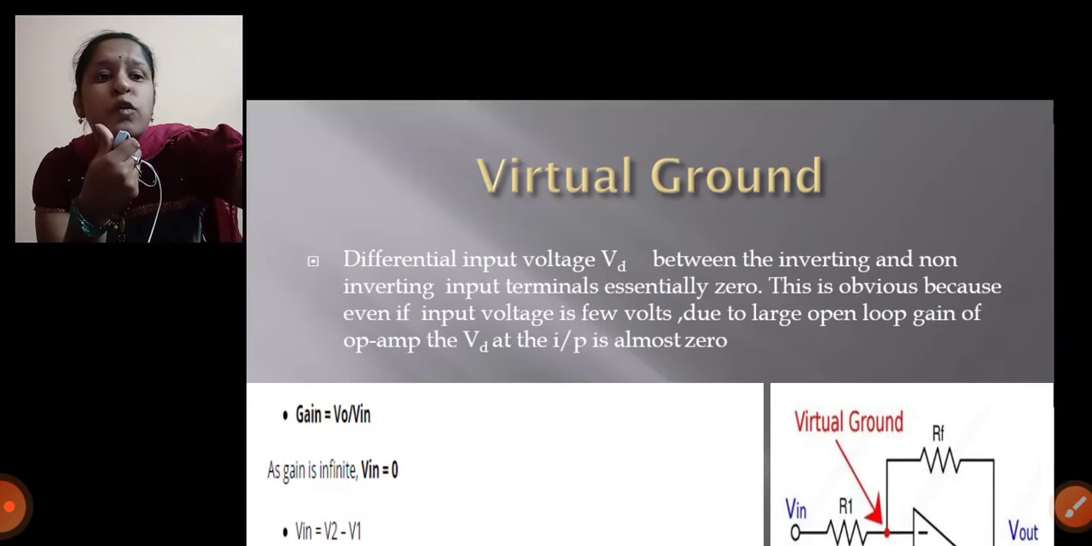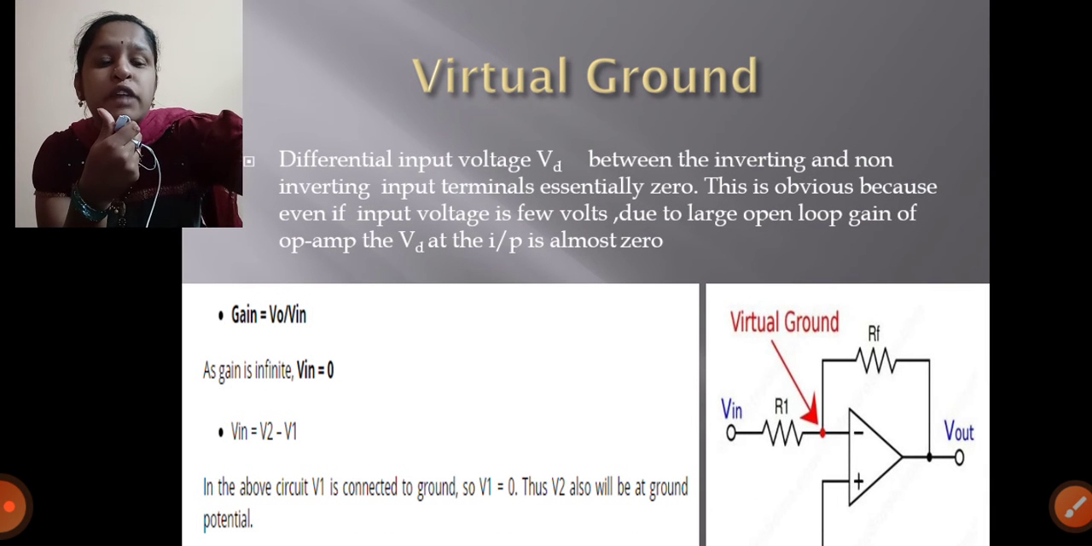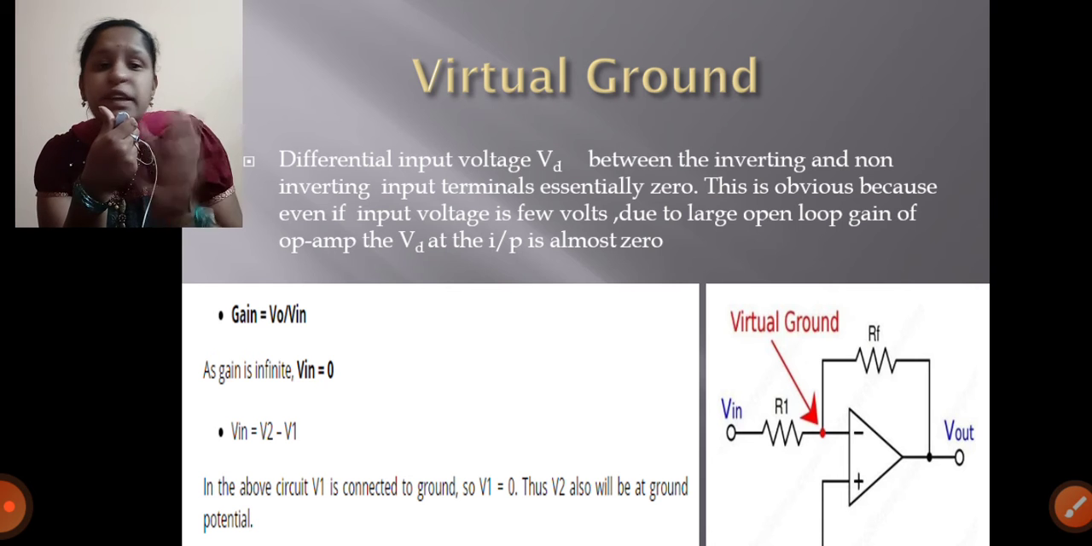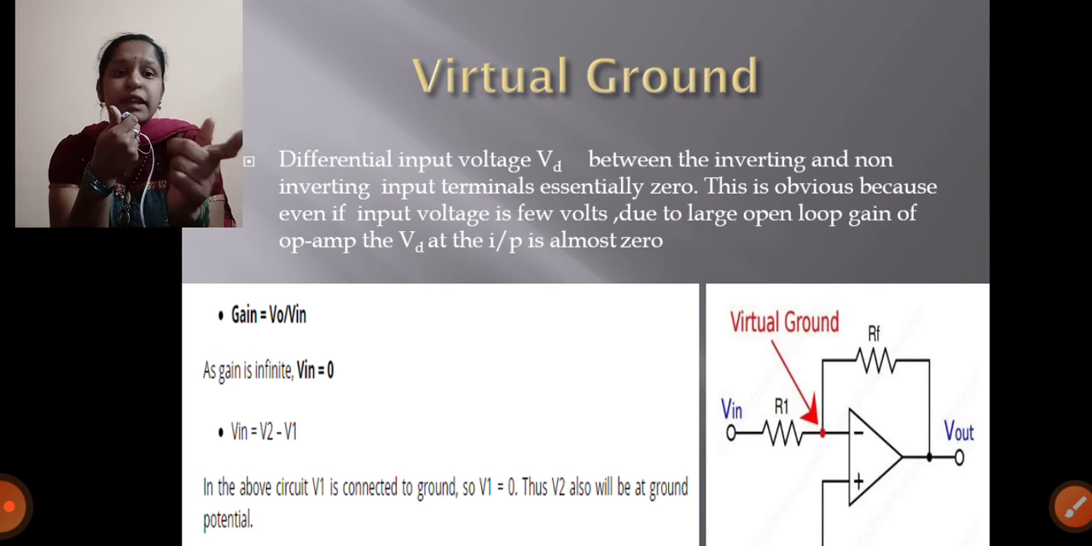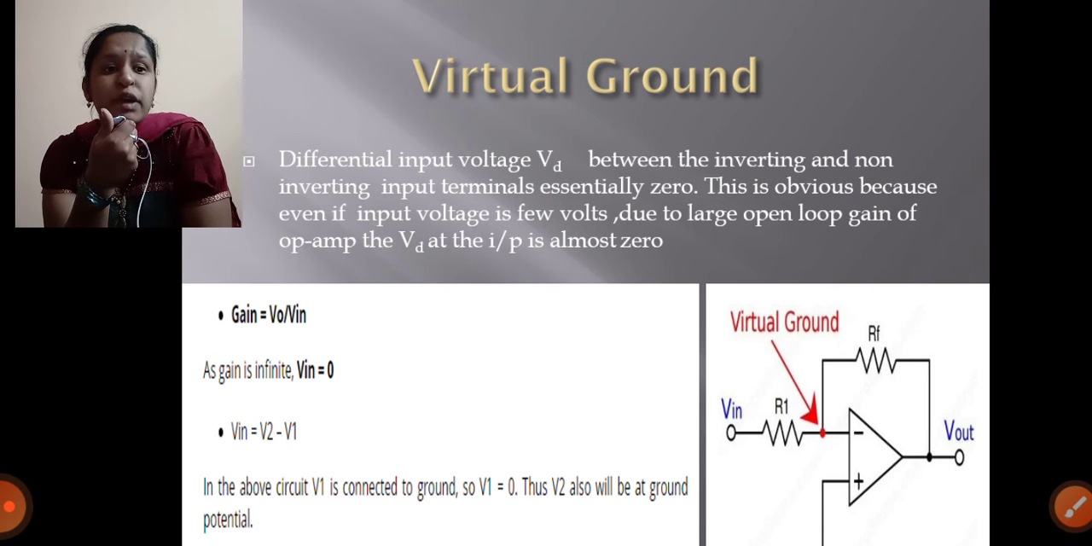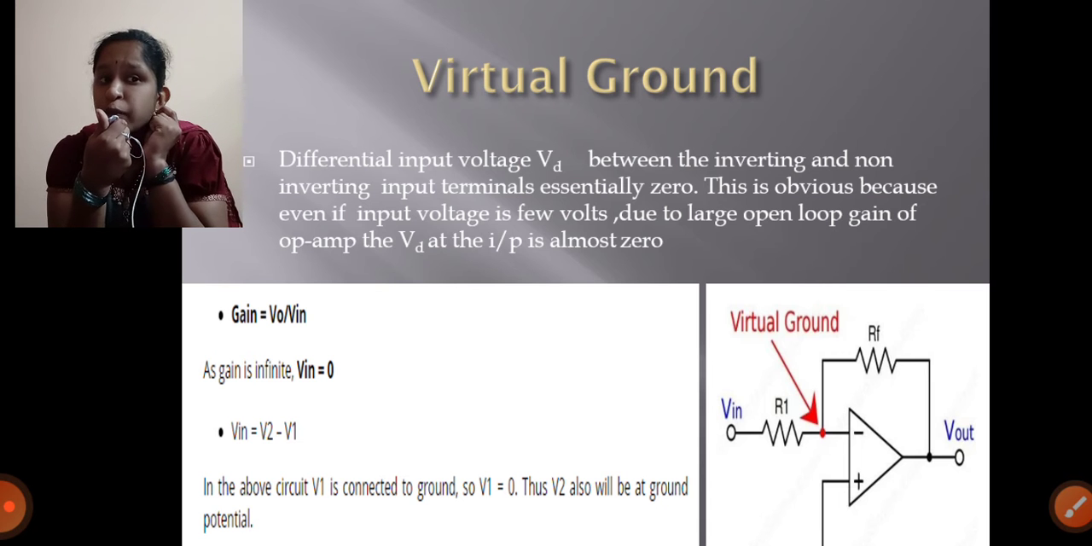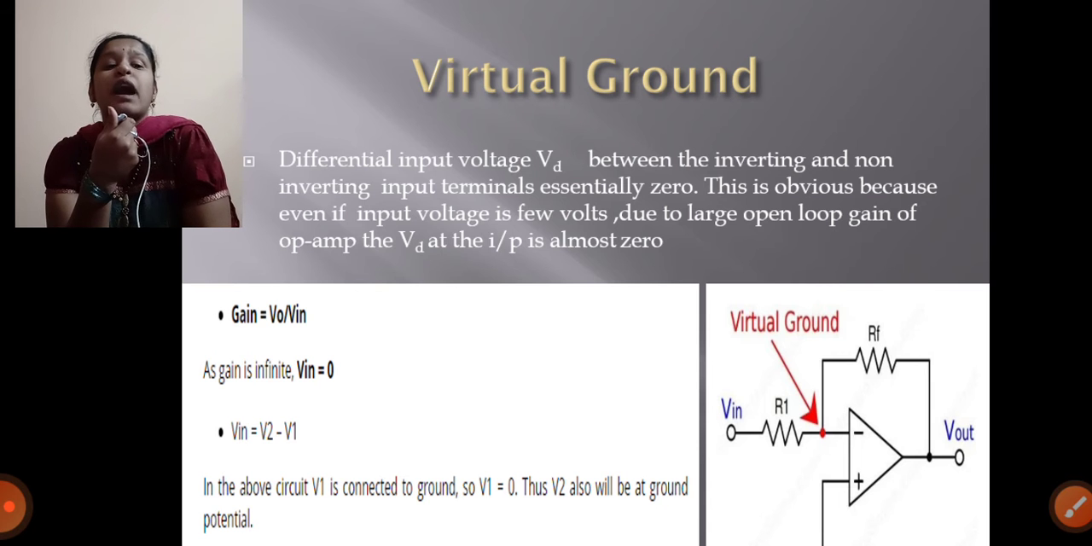The differential voltage between the inverting and non-inverting terminals is essentially 0. Essentially means not exactly, it is nearly 0. This is obvious because even if the input voltage is a few volts, due to the large open loop gain of the op amp, the VD at the input is almost 0. So obviously the output will be 0.